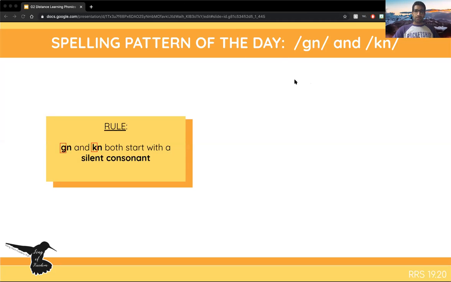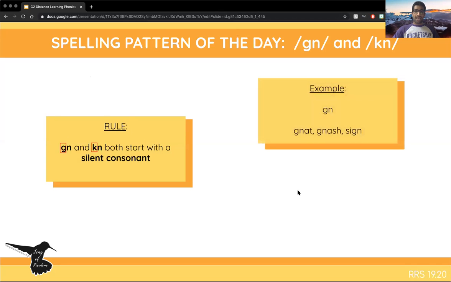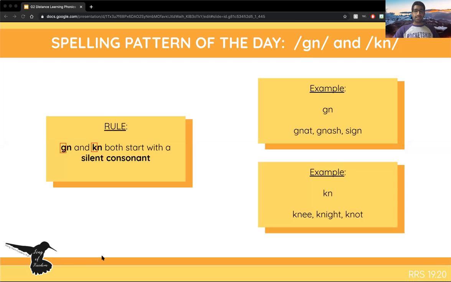Awesome. Now, let's talk about what that looks like with some different words. With GN, you have words like gnat, gnash, and sign. And with KN, you have words like knee, night, and not. So there are different types of spellings for different words. The words that we're working on today will all start with N or they will end with N.